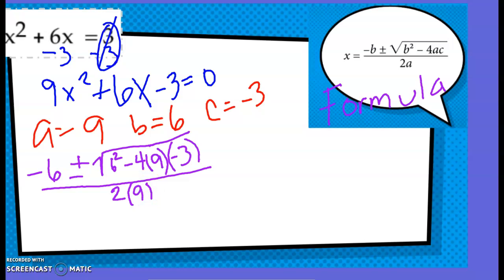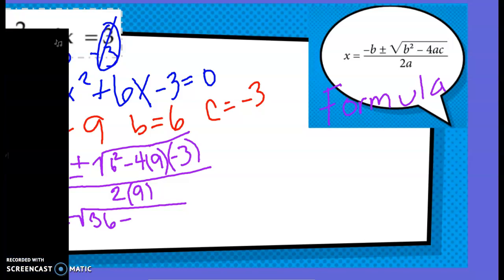All right. So now we have it all plugged into the formula. We're going to simplify as much as possible each step. So I'm going to start by saying 6 squared is 36. And then I have, ooh, that's ugly, 4 times 9, which is 36. And then 9 times negative 3.